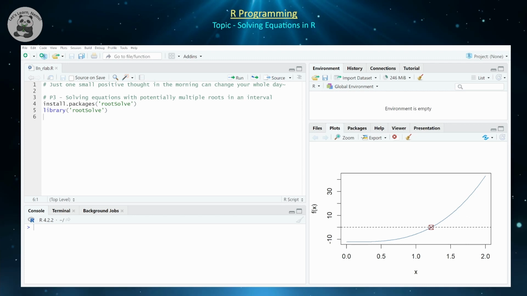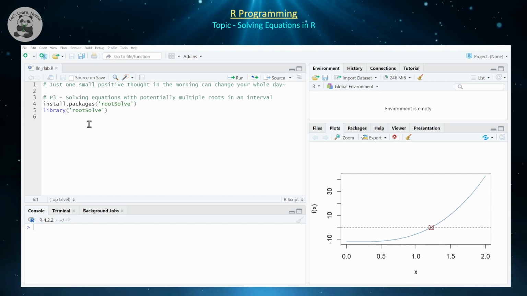The next problem that I want to look at today is a problem that's closely related to the one that we looked at last time. So notice that for this blue curve that we have here, there is one solution associated to that equation, and it was located between 1.1 and 1.3. But if this blue curve crosses this dotted black line more than once, then the uniroot function should not be used since it's only going to find one.